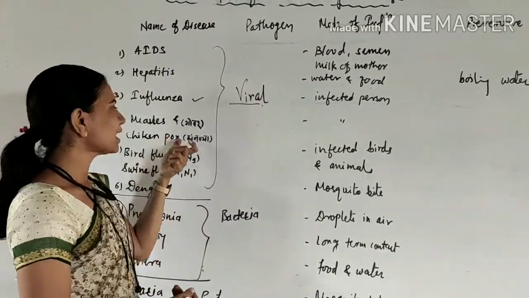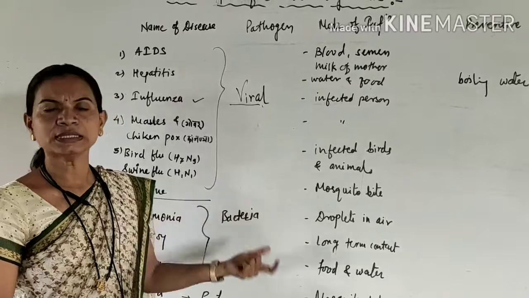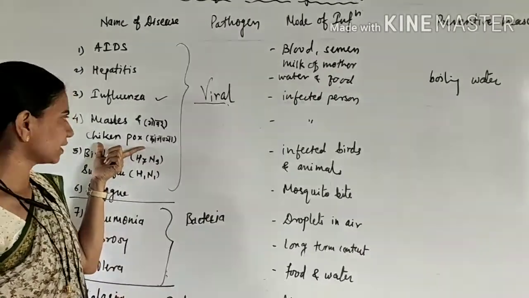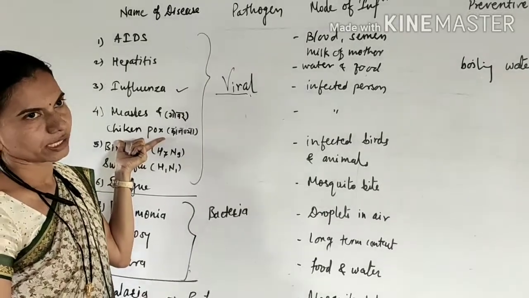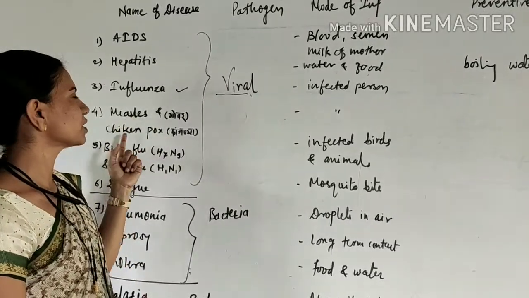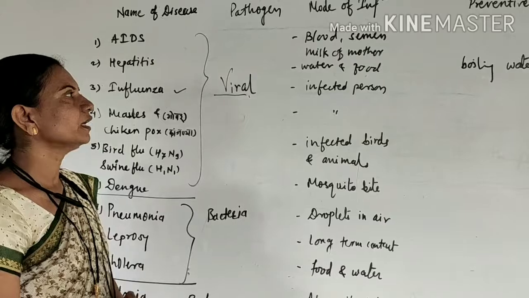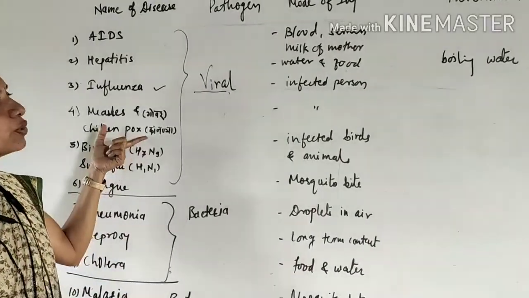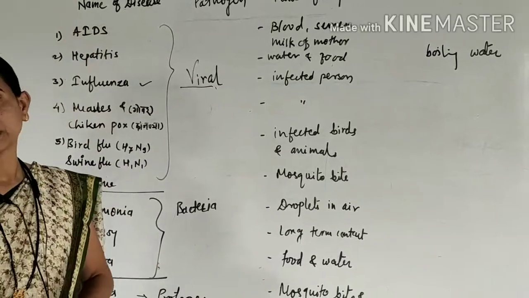म्हणजे एकदा कांजण्या झाल्या की शक्यतो परत येत नाही, कारण तुमच्या बॉडीमध्ये त्याच्या अगेन्स्ट काय होतं, इम्युनिटी लॉंग लाईफ तयार होते. So this measles and chickenpox are due to the viral infection, and also there is a mode of infection of these diseases due to the contact with infected person.